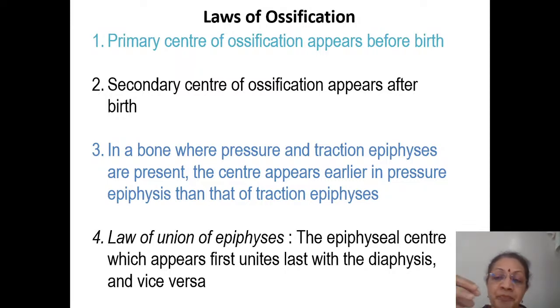Fuses means the secondary center fuses with the primary center. So then the whole bone has to become one piece. So at one age of the bone, it is in 3 pieces. There's a diaphyseal piece and 2 epiphyseal pieces.